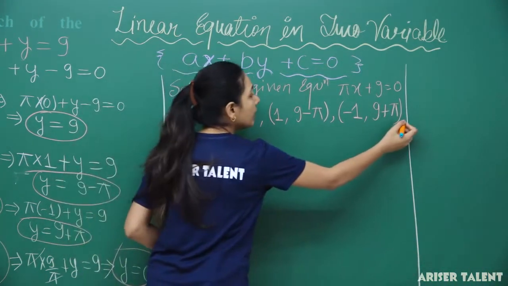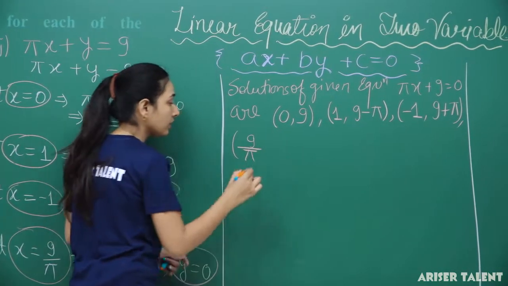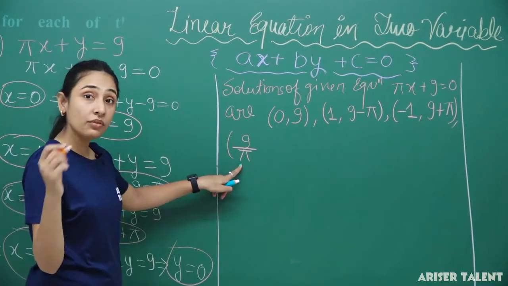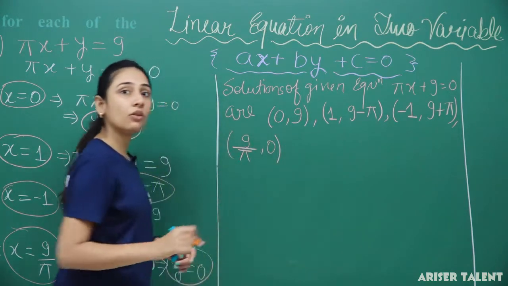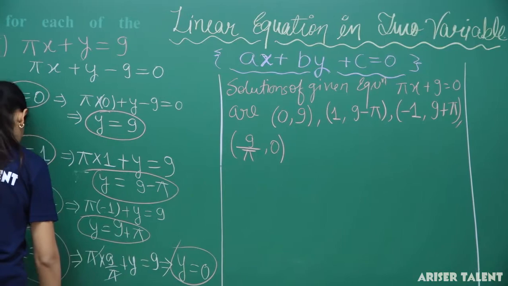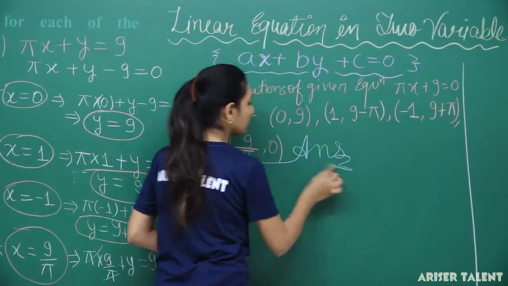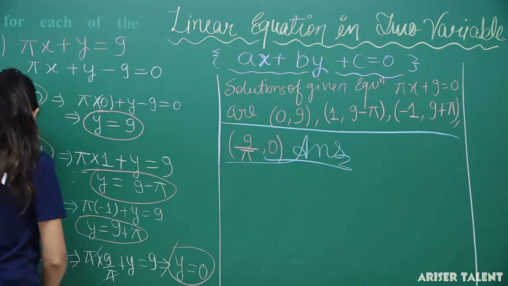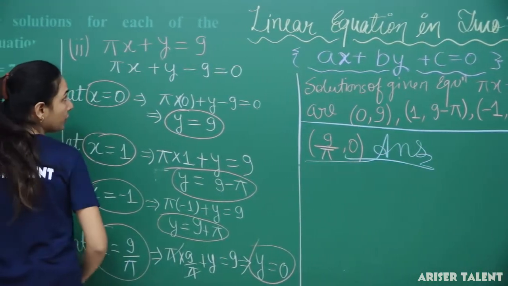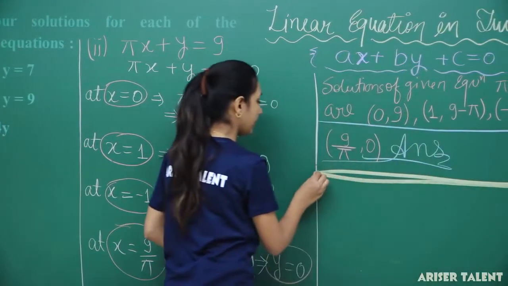Now in the fourth one I was having the value of x equals to 9 by pi and getting the value of y is equals to what? 0 here. So these are what all your answers, right? Okay, so let's move towards the next question, right?